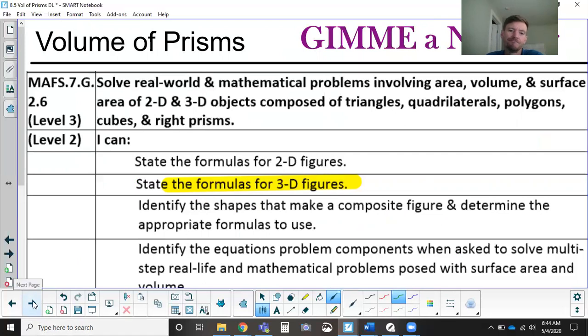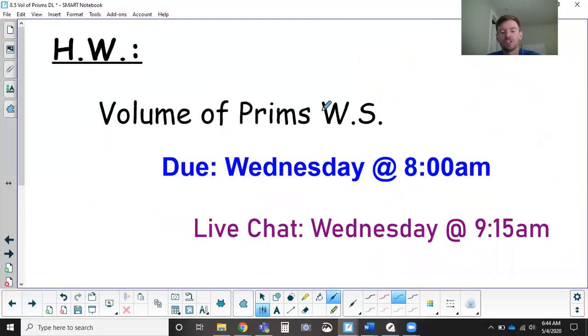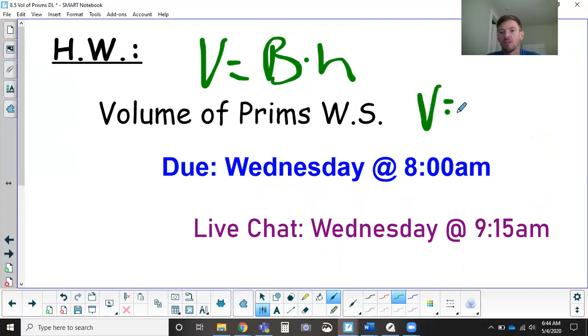For homework, volume prism worksheet. It's already posted on Focus. It's due on Wednesday at 8 a.m. Again, remember, volume equals big B times H for regular prisms. Volume equals big B times H divided by 2 if it's triangular prisms.